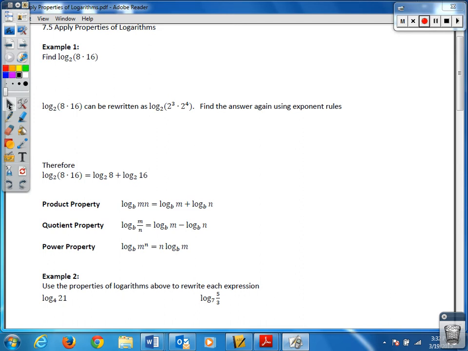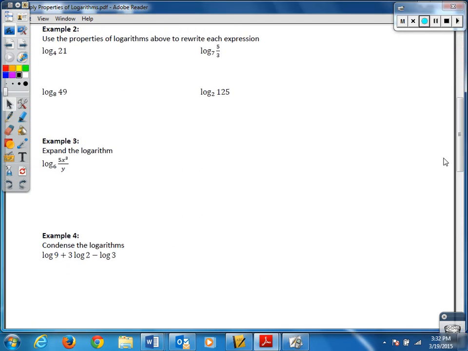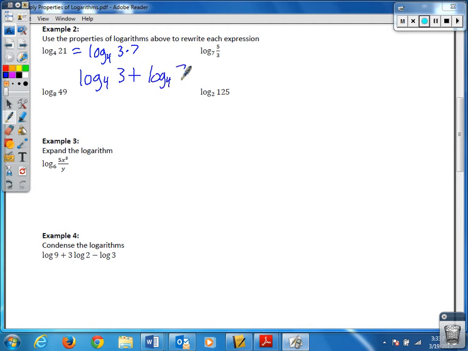Let's move on to example 2. So the log base 4 of 21. Let's rewrite this as two separate logs. So we're going to want to try to find a way to split apart 21 into multiplication. So we could say this is equal to the log base 4 of 3 times 7. And since we have 3 times 7 there, we can break that apart into the log base 4 of 3 plus the log base 4 of 7.